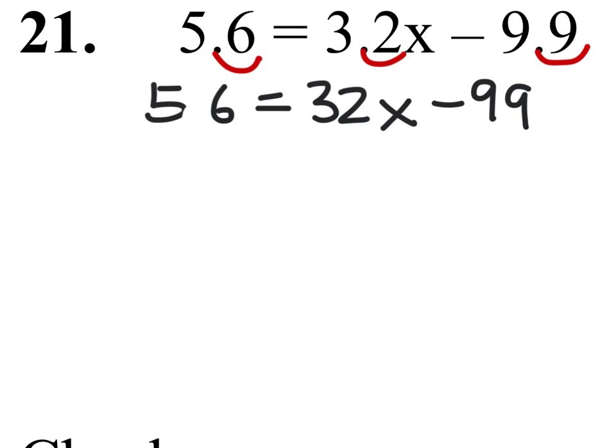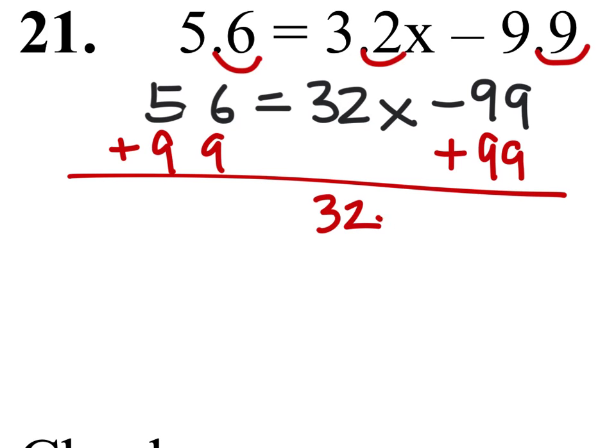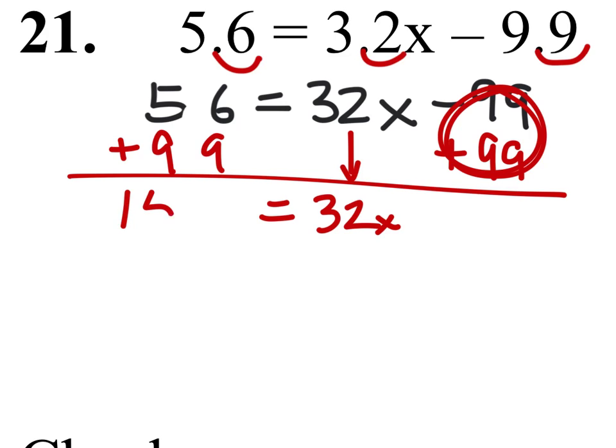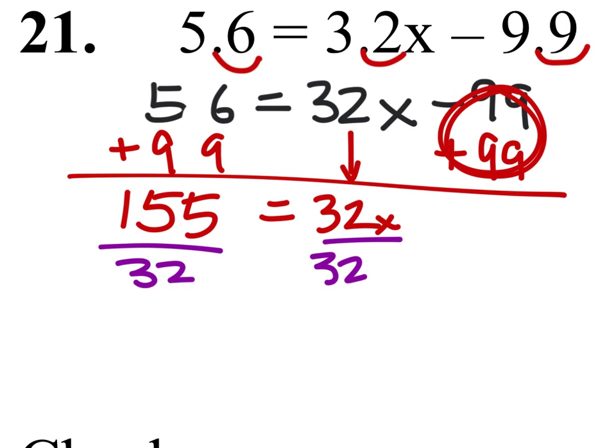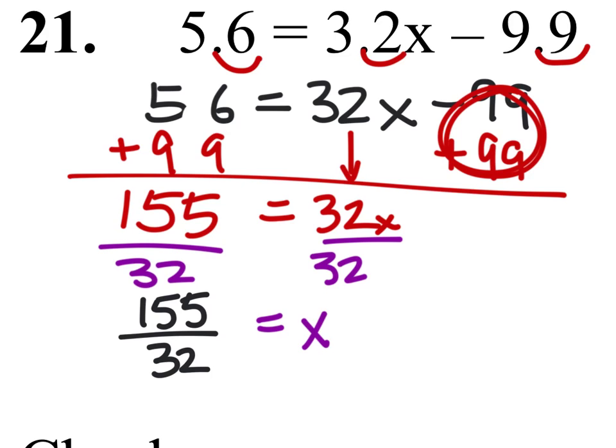All right, from here it's just like solving a regular equation, just like it was with the decimals, but now we have no decimals. So when we add 99 to both sides, we still get 32x. And this is a zero pair, and this will give us 155. Now we'll divide both sides by 32, and we get x equals, so it's still 155 divided by 32. That can't be simplified, and there you go.